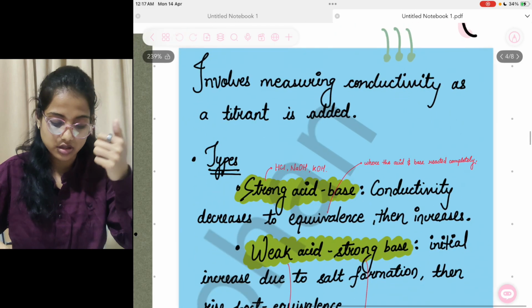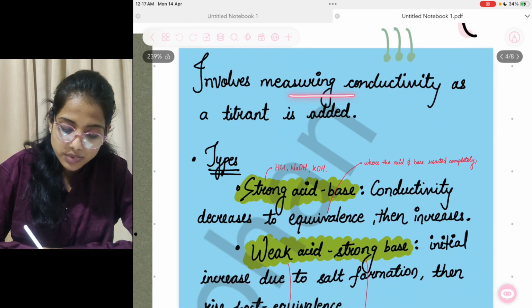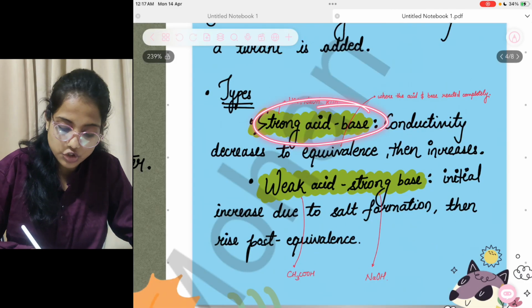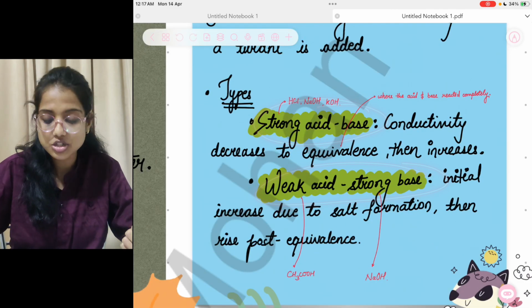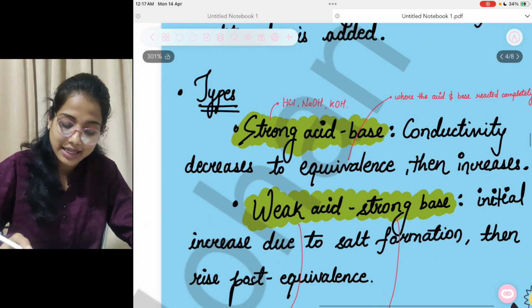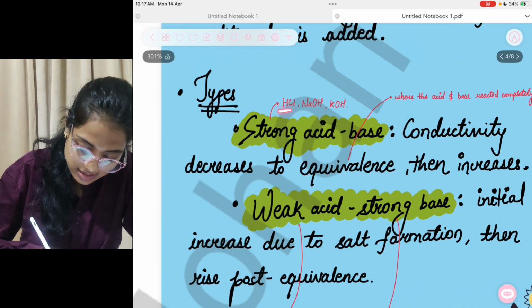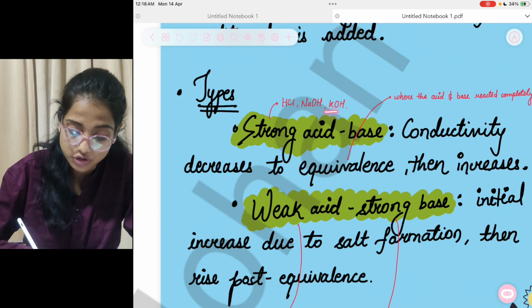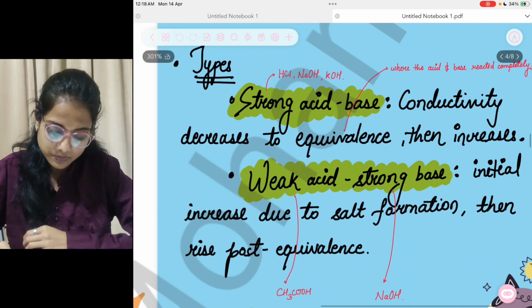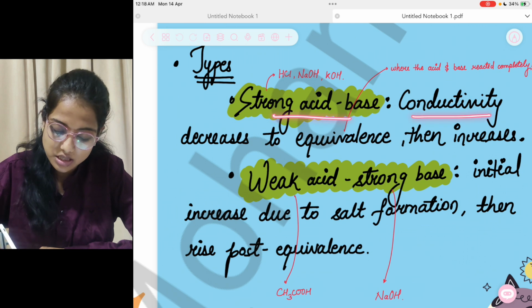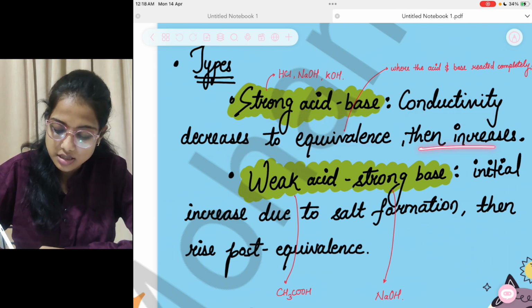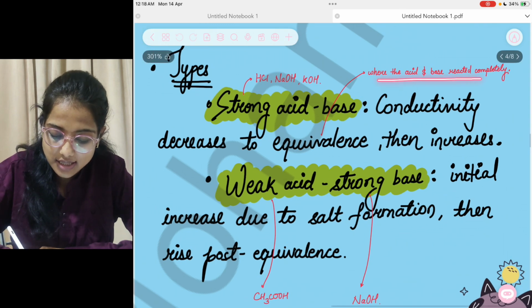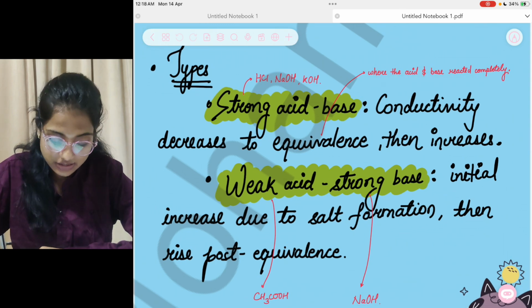Next, conductometric titration. It involves measuring conductivity as a titrant is added. Titrant can be strong acid and strong base or weak acid and strong base. Examples of strong acid and base: HCl, that is hydrochloric acid, sodium hydroxide and potassium hydroxide. With strong acid and base, conductivity decreases up to equivalence, then increases. What is equivalence? Equivalence is where the acid and base have reacted completely.